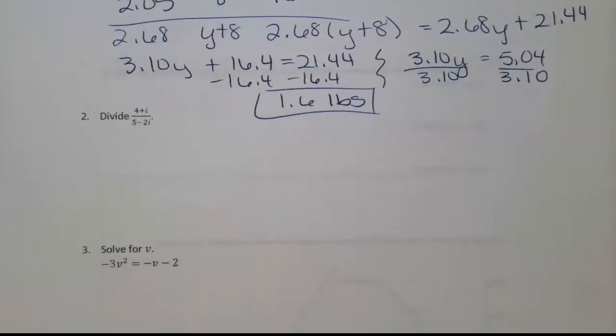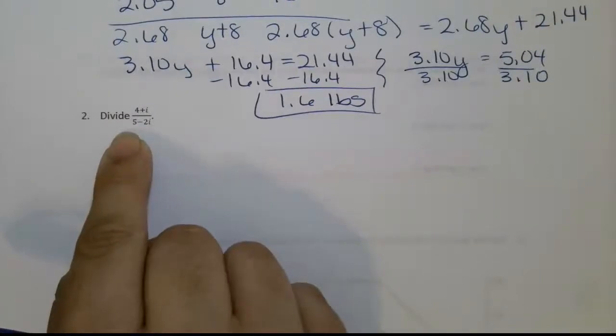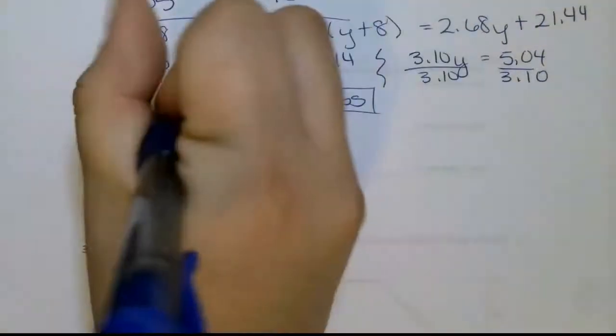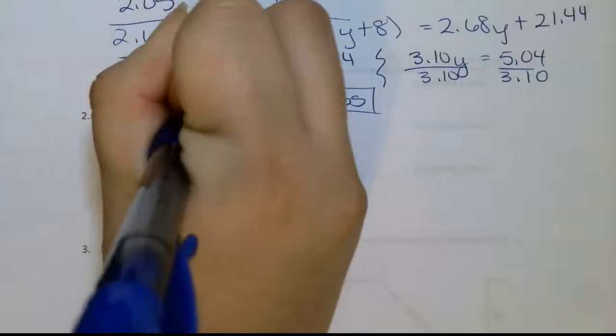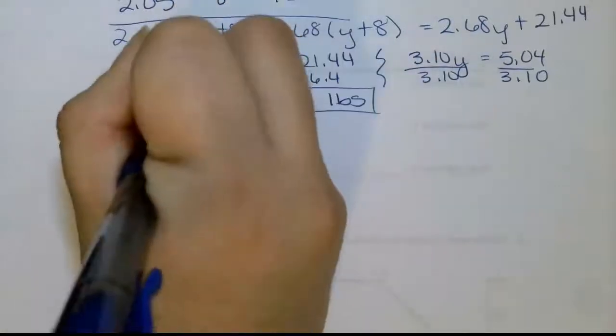Number 2 wants me to divide. What I have to do is multiply by my complex conjugate. Basically what that is, I take the divisor and change the sign in the middle. So I'm going to multiply both the top and bottom by 5 plus 2i.